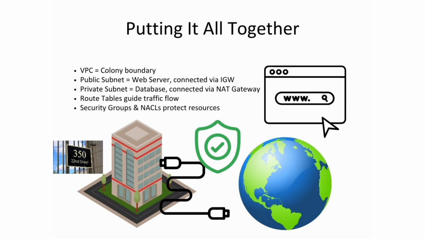First of all, let's recap. A VPC is the colony boundary. The public subnet is the web server, accessible via the internet gateway. The private subnet is the database, which goes out only through the NAT gateway. Route tables decide who goes where. Security groups and NACLs are the guards. VPC peering means connecting two colonies. Transit gateway means a highway junction for many colonies.